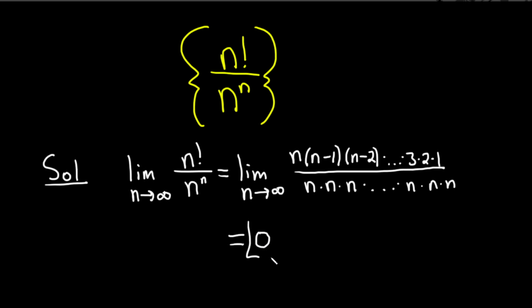And that's it. So the key point you should take away from this video is that for n big enough, n to the n is bigger than n factorial for n sufficiently large. So it will grow faster than n factorial, and that's really important. So n to the n grows faster than n factorial.